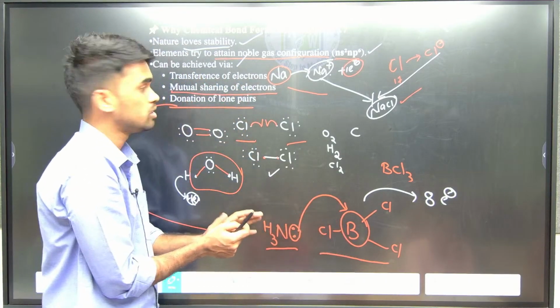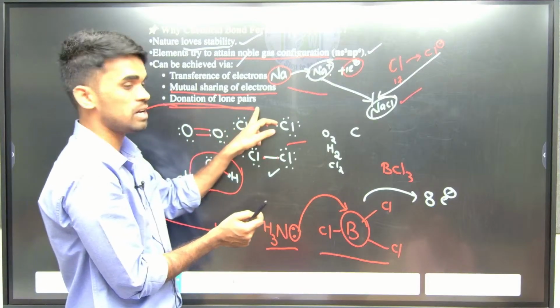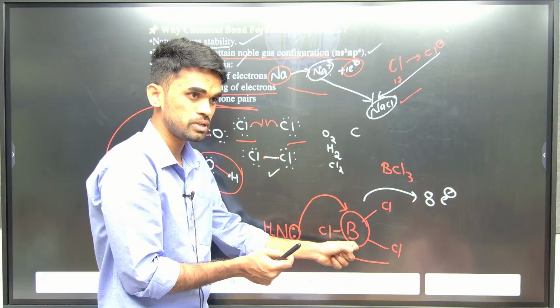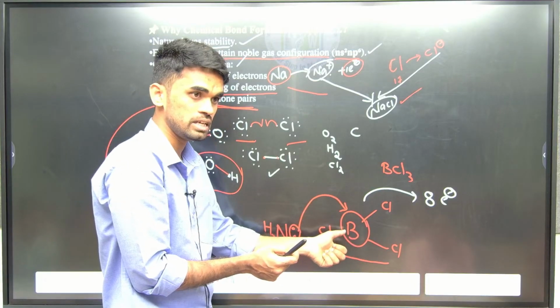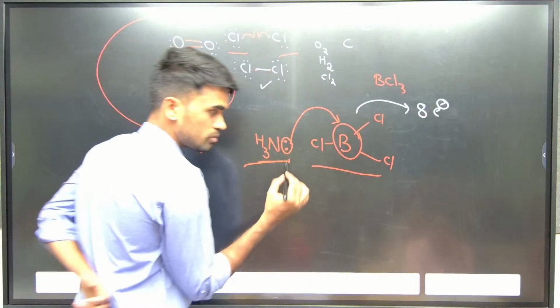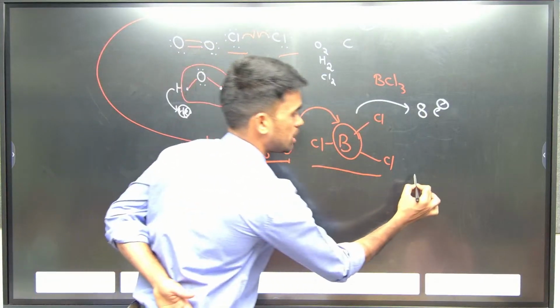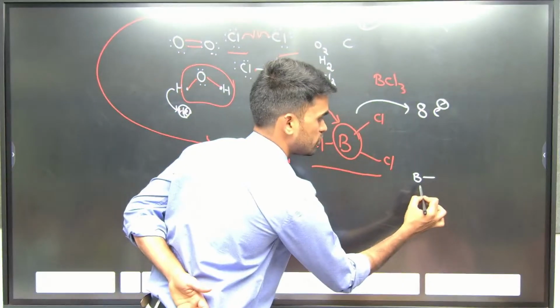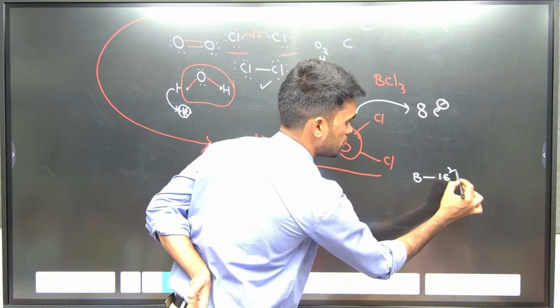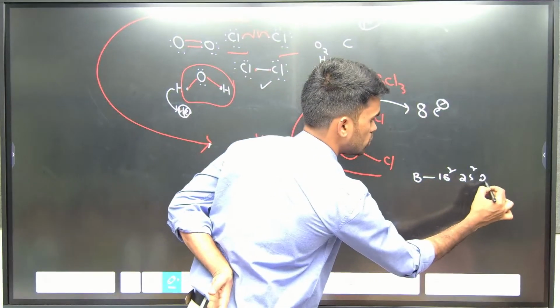What is that? See, donation of lone pair of electrons. Who is donating? NH3. This fellow is accepting. So the bond resulting after this formation, you should represent like this. Okay, for better understanding, you tell me what is the valence electronic configuration of boron? Let us write completely. 1s2, 2s2, 2p1.